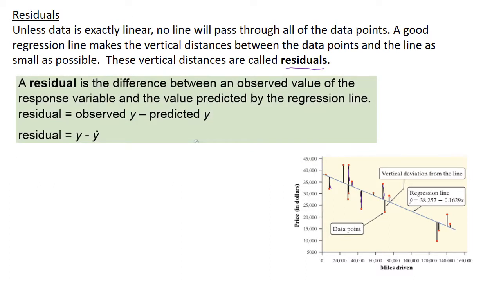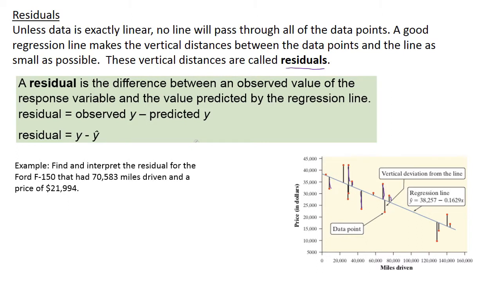A residual is the difference between the observed y value, our actual data value, and the predicted y value, the one that we got from the regression line. So let's look at an example. Find and interpret the residual for the Ford F-150 that had 70,583 miles driven and a price of $21,994. I think that's this point right here. I'm trying to find the vertical distance from the actual data value to the line.